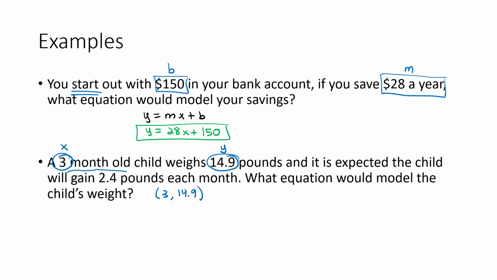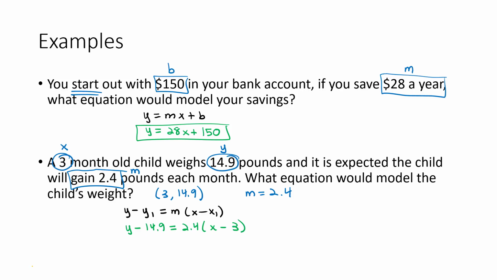We also have this fact that he will gain 2.4 pounds each month. That's the change. We're going to add 2.4 every month. That change is the slope. So we've got a slope that's equal to 2.4 pounds. So we don't know where he started. We have to use the point-slope form. y minus y1 equals m times x minus x1. Plugging in what we know, y minus y1, which is 14.9, equals m, 2.4, times x minus x1, which is 3.